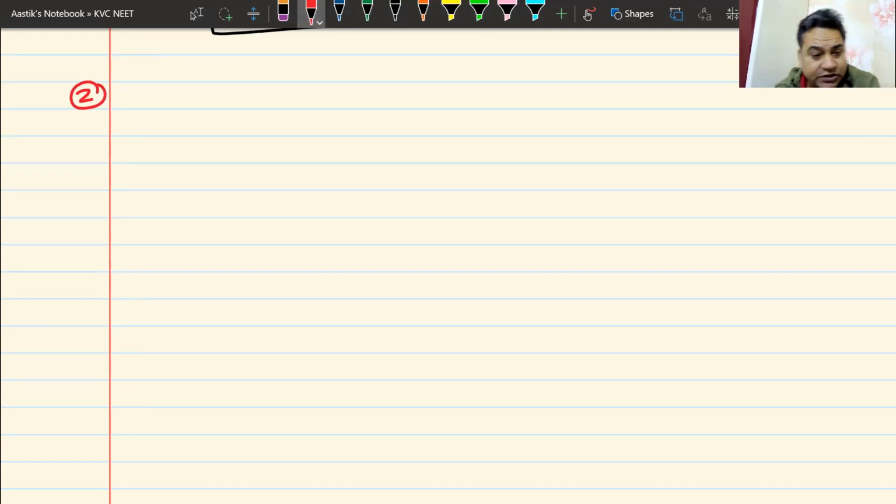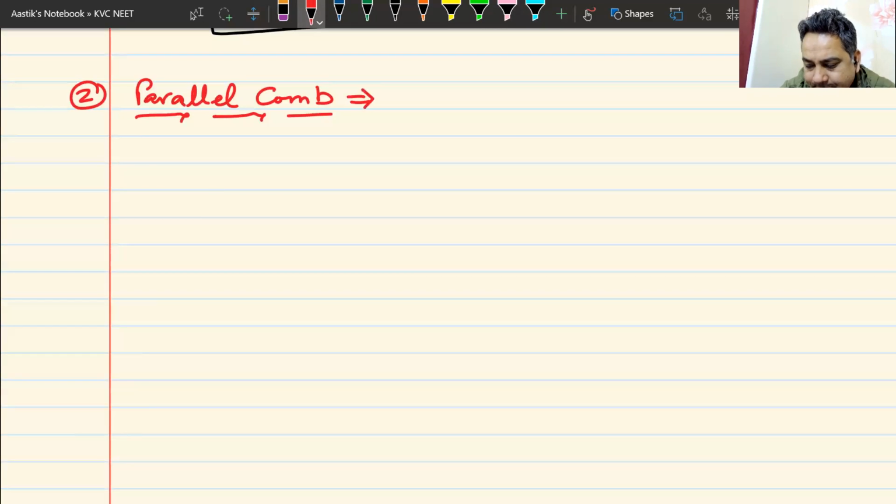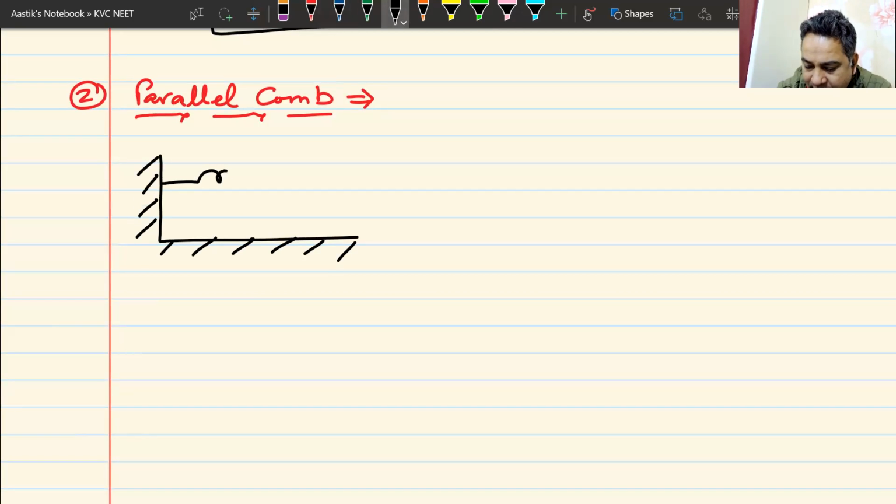Now, the natural question is, if I have a series combination, I must be having a parallel combination. Parallel combination. What is a parallel combination of springs? Natural question has a natural answer. So, now the scenario is different. I'm only putting 2 springs, but could have put more than 2 springs also.